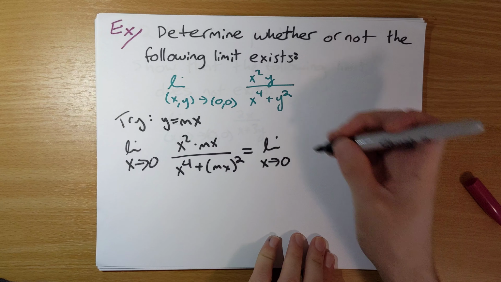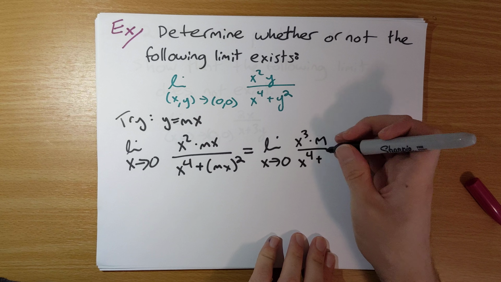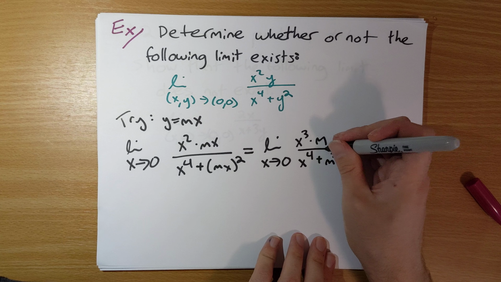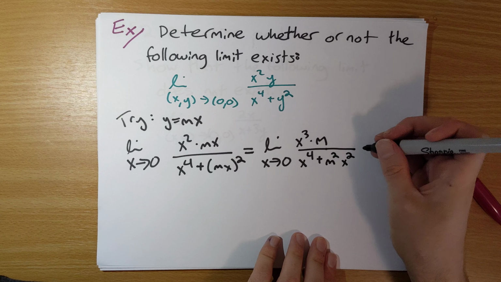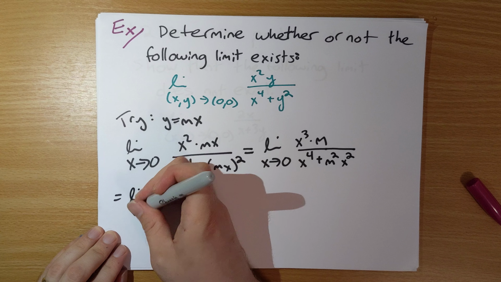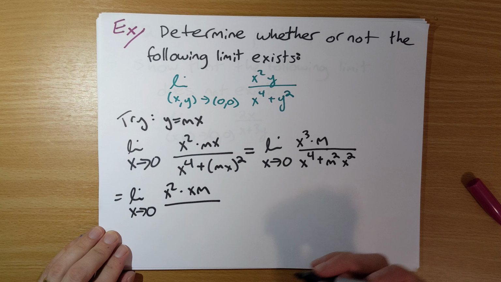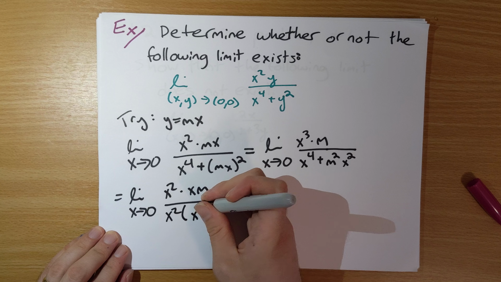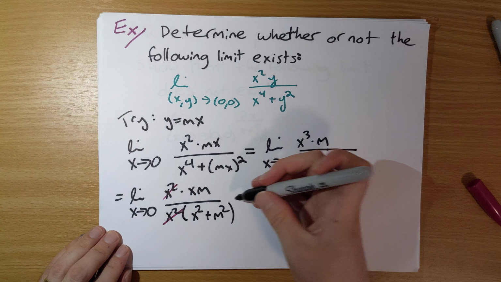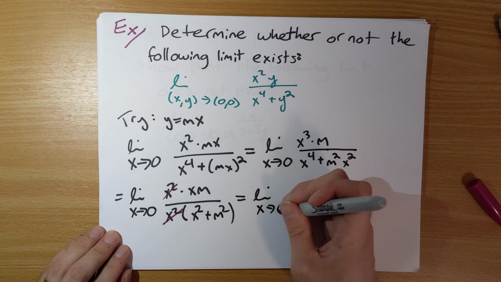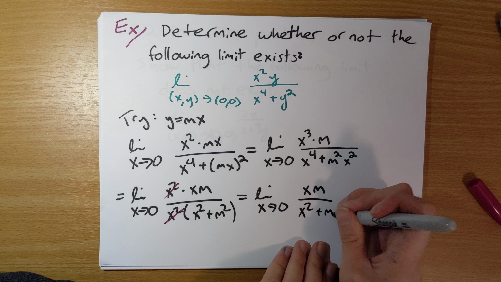This simplifies down to x cubed times m over x to the 4th plus m squared x squared. And if you're paying attention, we can factor out an x squared from the numerator and the denominator. So that would be x squared times xm over x squared times x squared plus m squared. Those x squareds cancel. What are we left with? The limit as x goes to 0 of xm over x squared plus m squared.